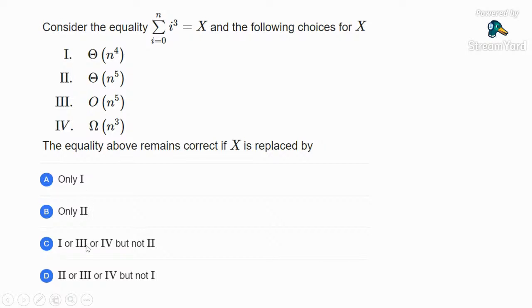What is the solution? Only the first is wrong? Only the second is wrong? See the third one: 1 or 3 or 4 but not 2. Third, C is the correct option.